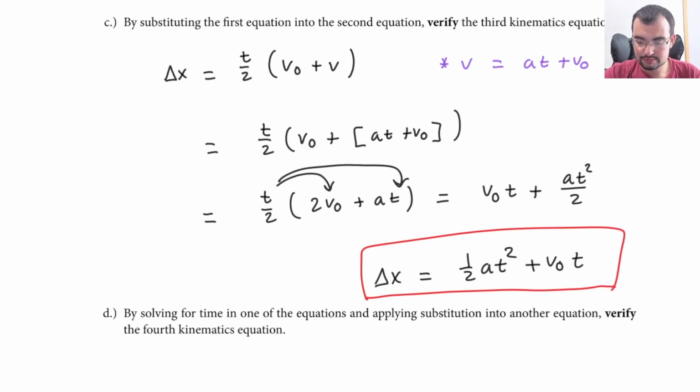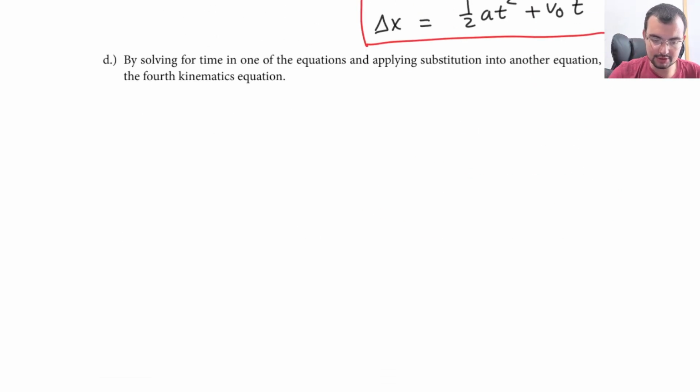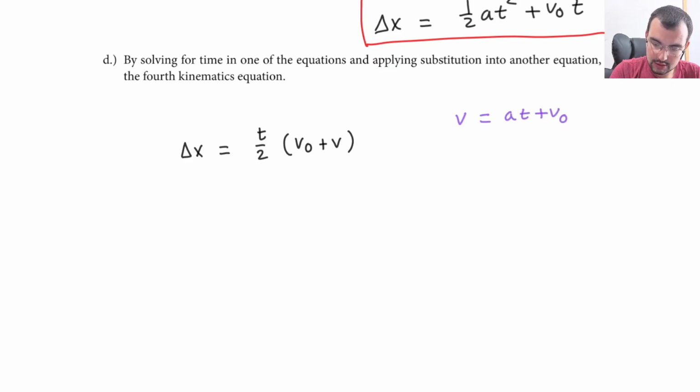And then we just got some substituting to do. I want to continue the chain here. That might actually be easier just to substitute in. So we know the last equation doesn't have time in it. So if I start with delta x equals t over 2 times v0 plus v, if we can substitute away for t, we should be able to get our last equation. So we do know that v equals at plus v0. So v minus v0 equals at. So t equals v minus v0 divided by a. So we will plug that in.